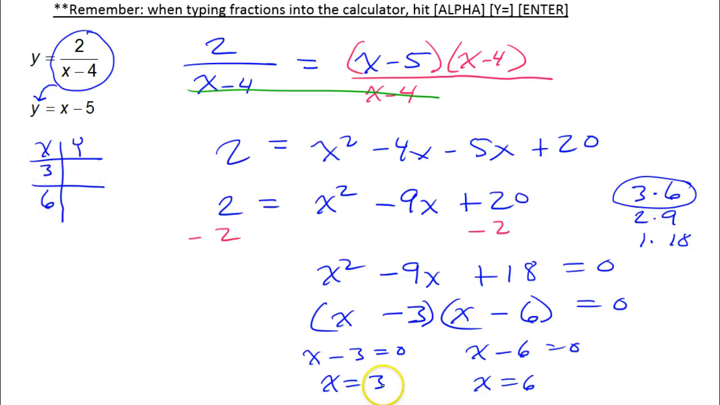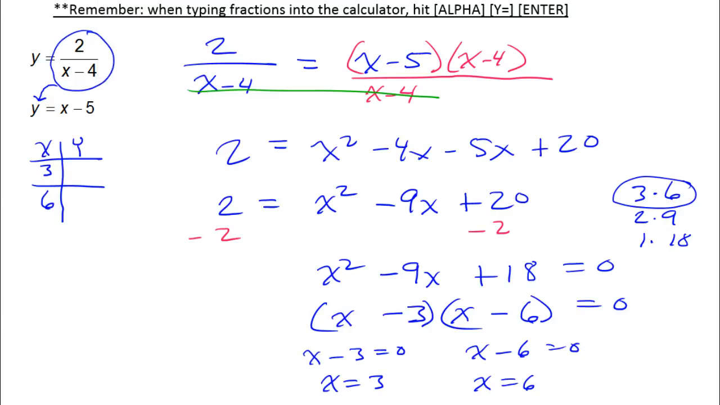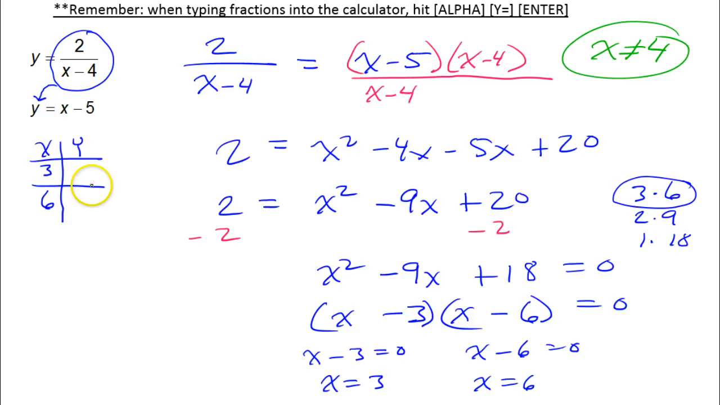Alright, I have x values of 3 and 6. By the way, you should always take a quick peek to make sure that none of these are excluded values. So let me just mention that quickly here. The only denominator I have here at the beginning is this x minus 4. That means that x cannot equal +4. Okay, that's an excluded value. Neither of these are excluded, so we're good.